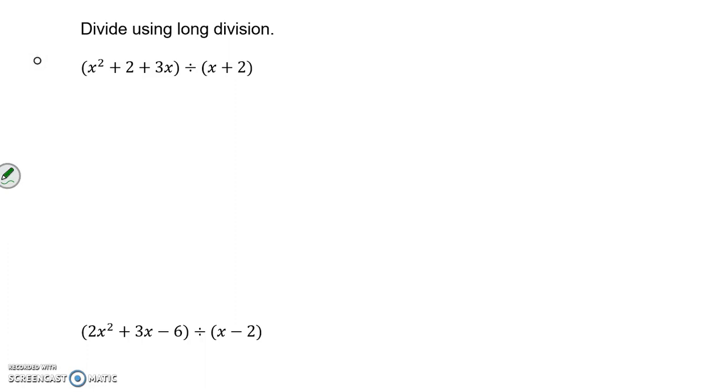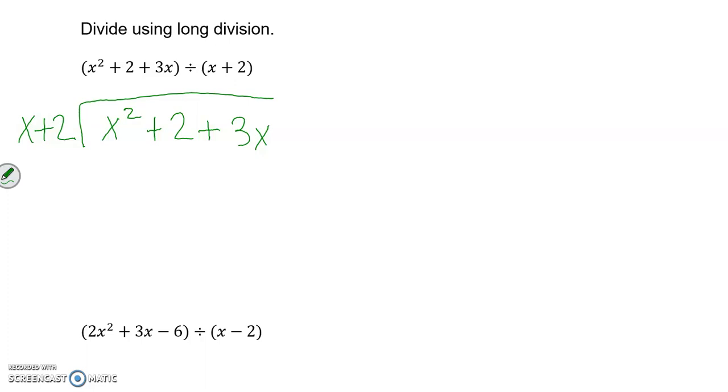But, so we're going to write this as x squared plus 2 plus 3x divided by x plus 2. And actually, as I'm looking at this, I notice that I have my 3x after my constant value of 2. So I'm going to rearrange this since addition is commutative. So I'm going to write this as x squared plus 3x plus 2, divided by x plus 2. So that way I have all of my order correct.